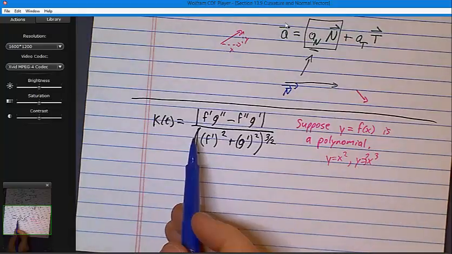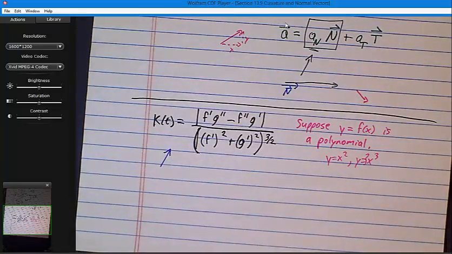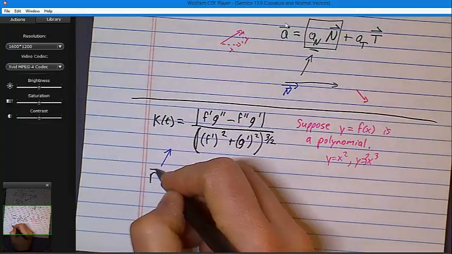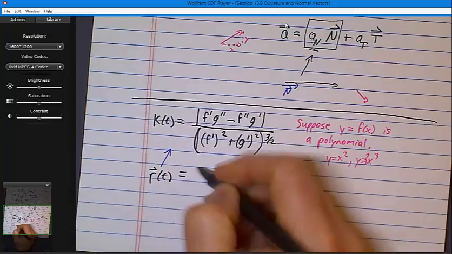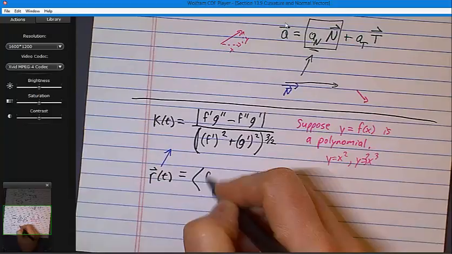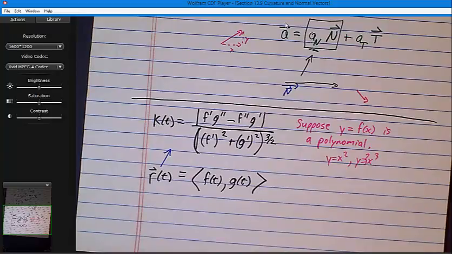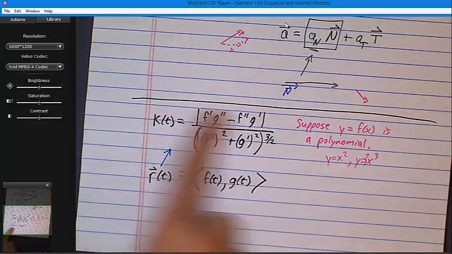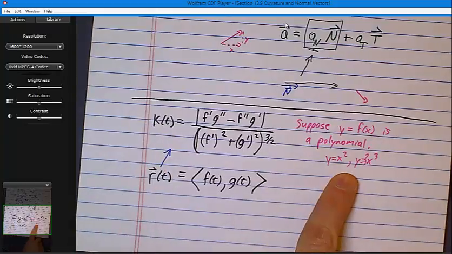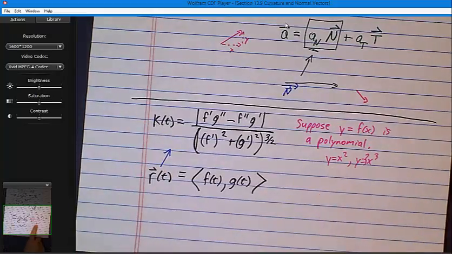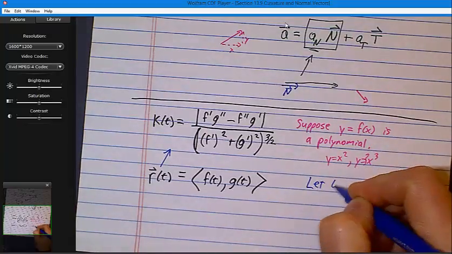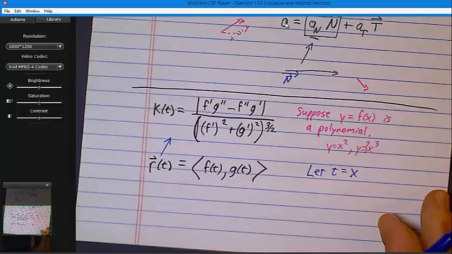Well, the problem is this formula only works in the situation where you have it written like this, r of t, and they say it's a vector, and so it's given by f of t and g of t, right? So how do you fit formulas like this into the world of polynomials? Well, the answer is you just have to think about how to parameterize it. So I'm going to say, let's let t equal x.